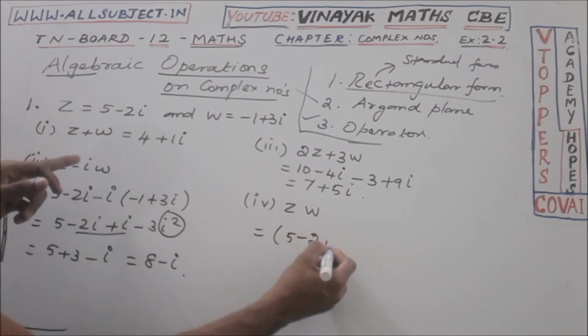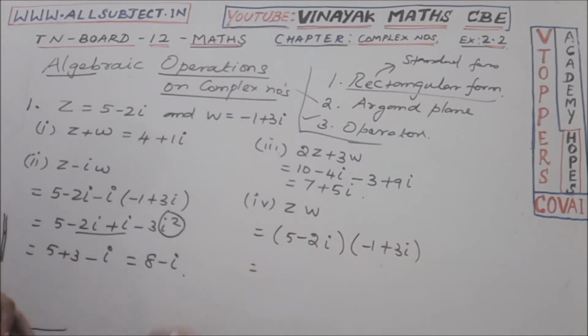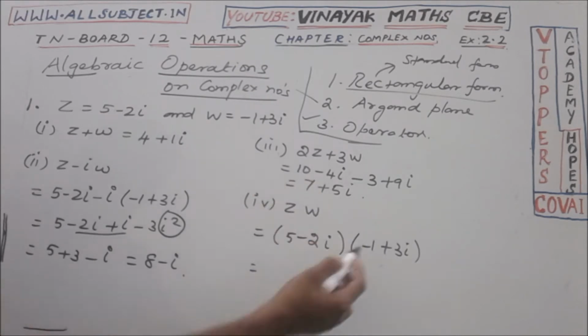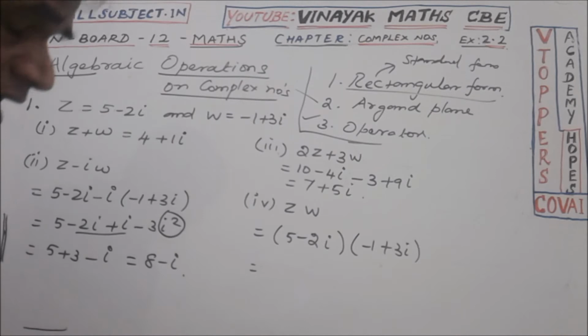5 minus 2i into minus 1 plus 3i. When we multiply the product, we should first focus on the corresponding real and corresponding imaginary parts. When we multiply imaginary by imaginary, we should change its sign.